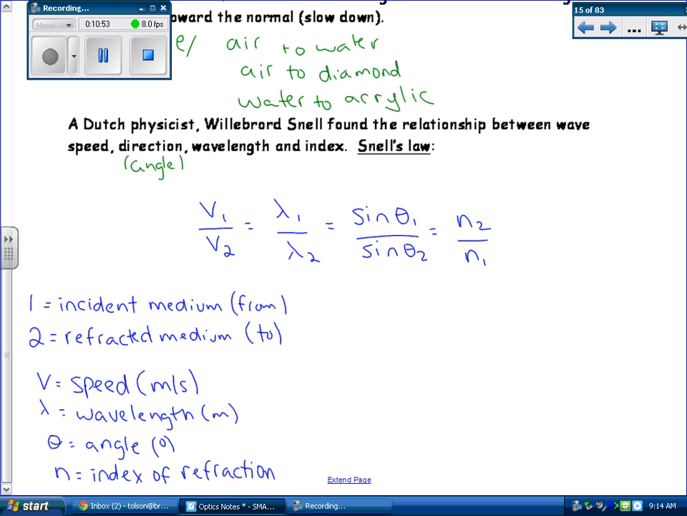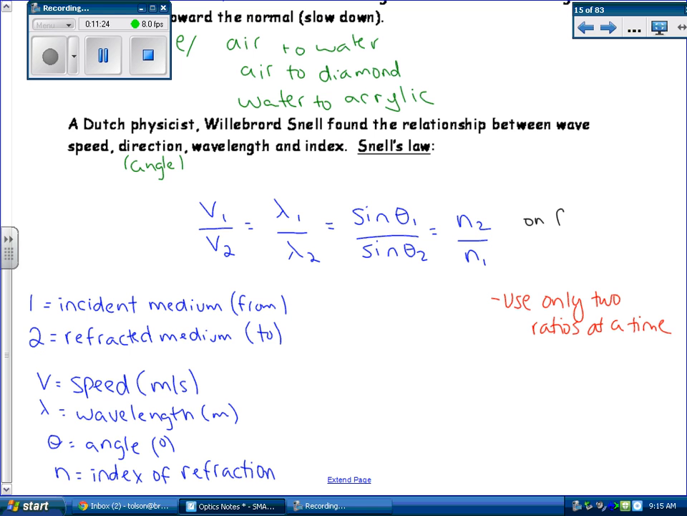When you're doing this, you're going to use only 2 ratios at a time. It's not possible to solve something with 3 equal signs in it. So maybe you're just using speed and wavelength, or speed and angle, or angle and index of refraction. You're picking the 2 given the information in the problem. And that is on your formula sheet, so you don't have to memorize that.